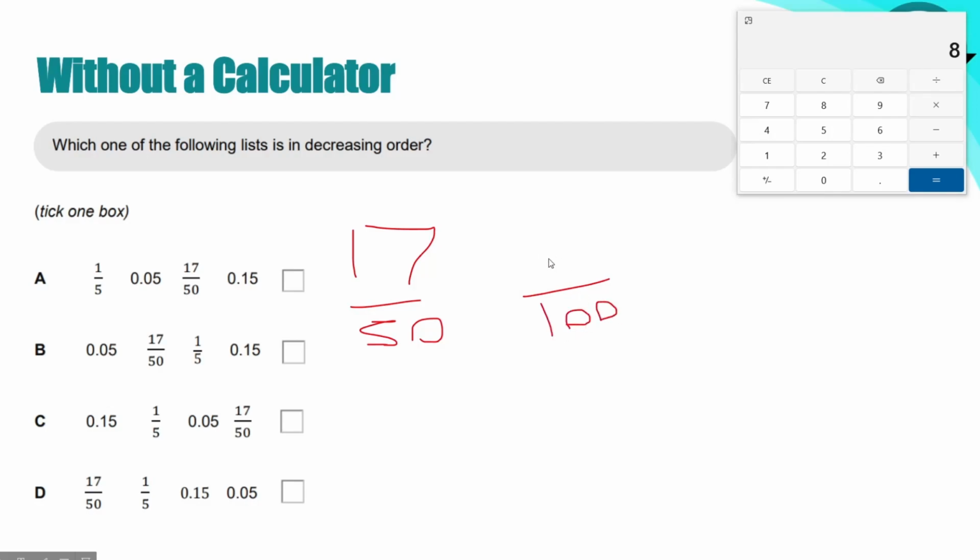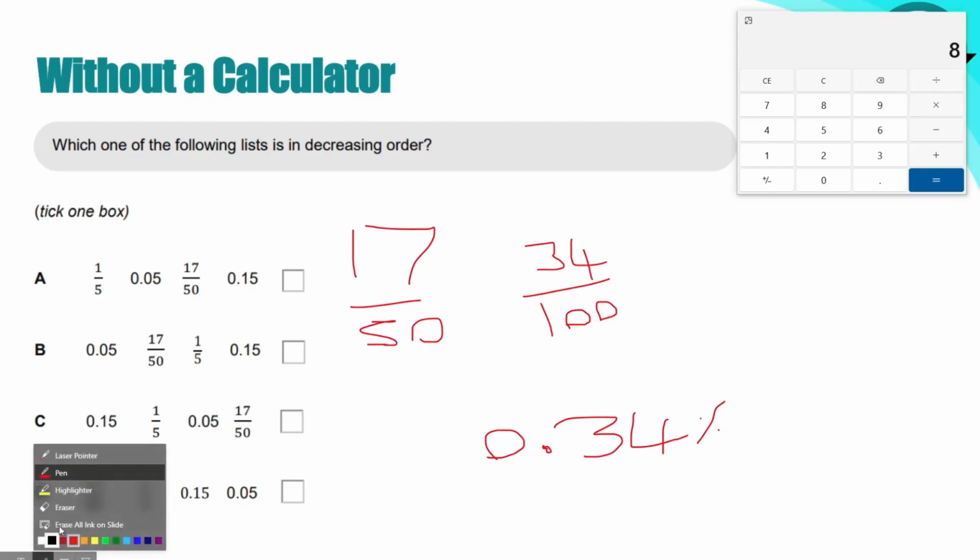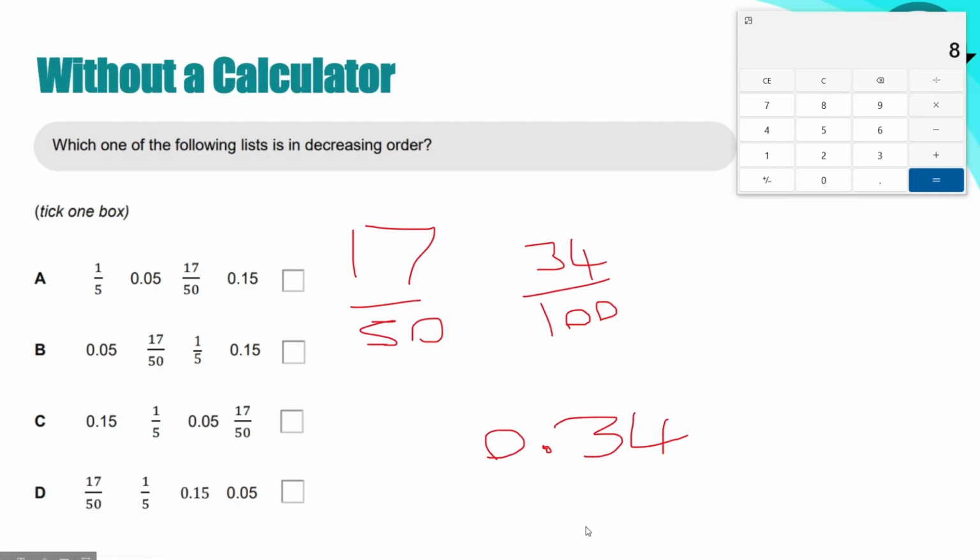If we times that by 2, we've got 100, and we can do the same with the top number. So that would be 34% written in fraction form. Now with a percentage, if you're doing it without a calculator, a quick and easy way of turning a percentage into a decimal is to just add 0 point onto the front of it. And you've got the decimal there, so we can get rid of the percentage sign there. So 0.34 is the 17/50 as a decimal.